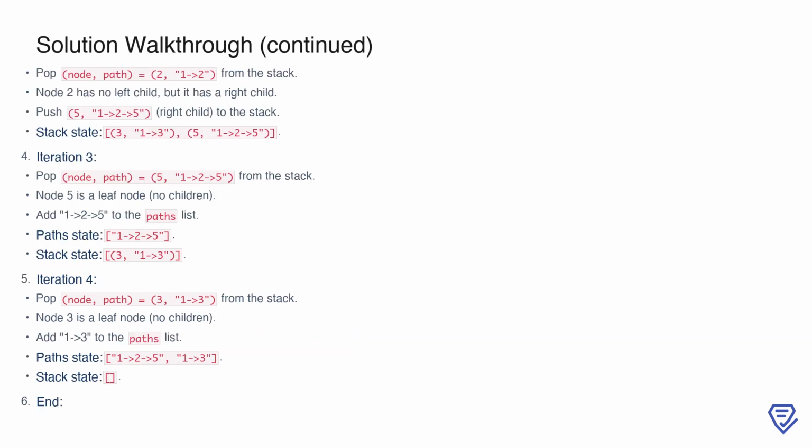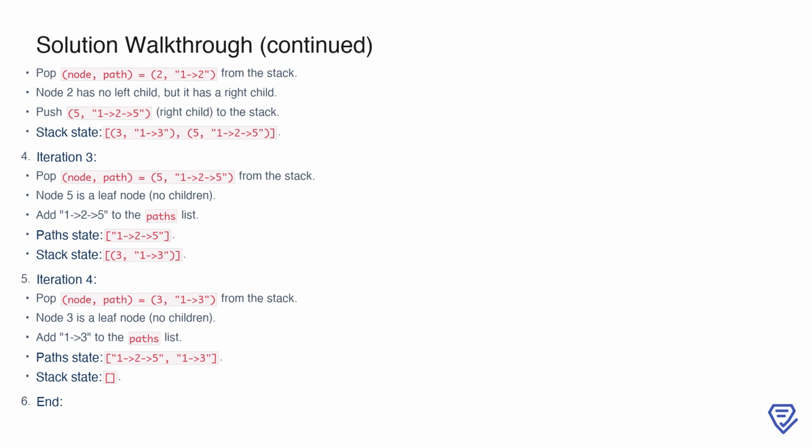Next, we continue by popping node 2 with the path 1-2 from the stack. Node 2 does not have a left child, but it does have a right child. Therefore, we push node 5 onto the stack along with the updated path 1-2-5. Now, the stack contains node 3 with the path 1-3 and node 5 with the path 1-2-5.